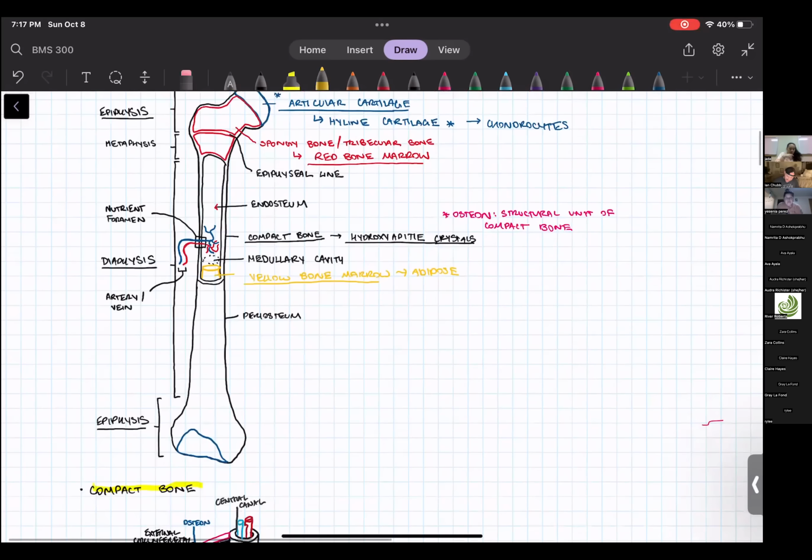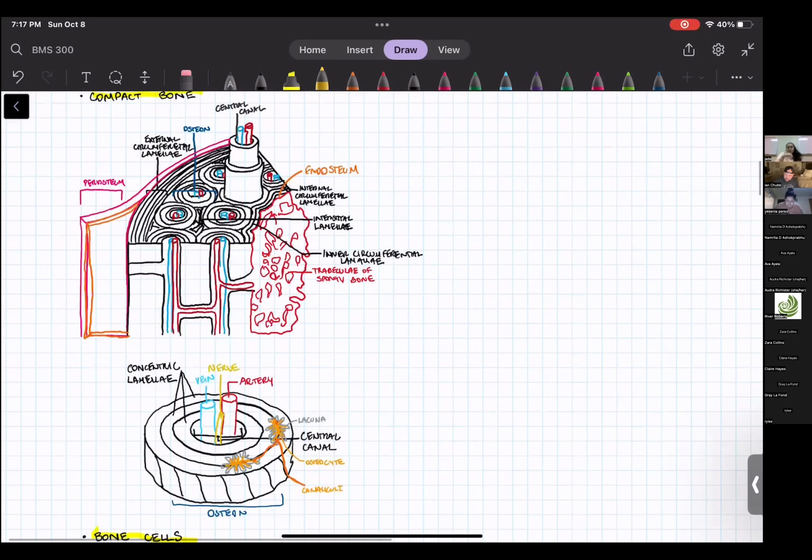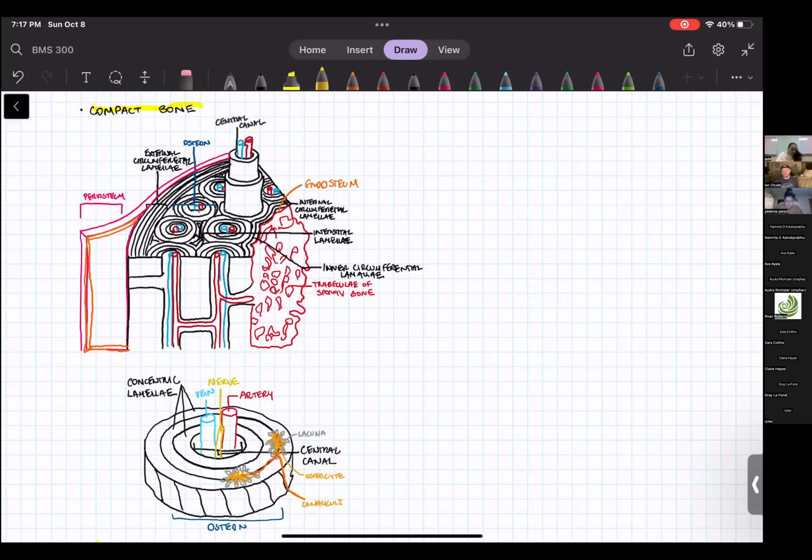Cool. If not, I did not have any blanks on this because I'm just going to talk through it because it's kind of a complicated picture. But this is going to be what actually makes up that compact bone. So now we're jumping back to those osteons.